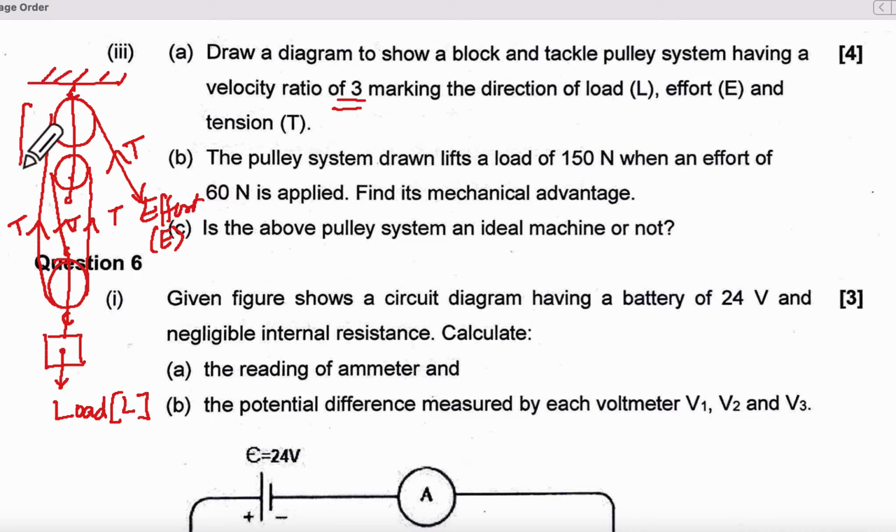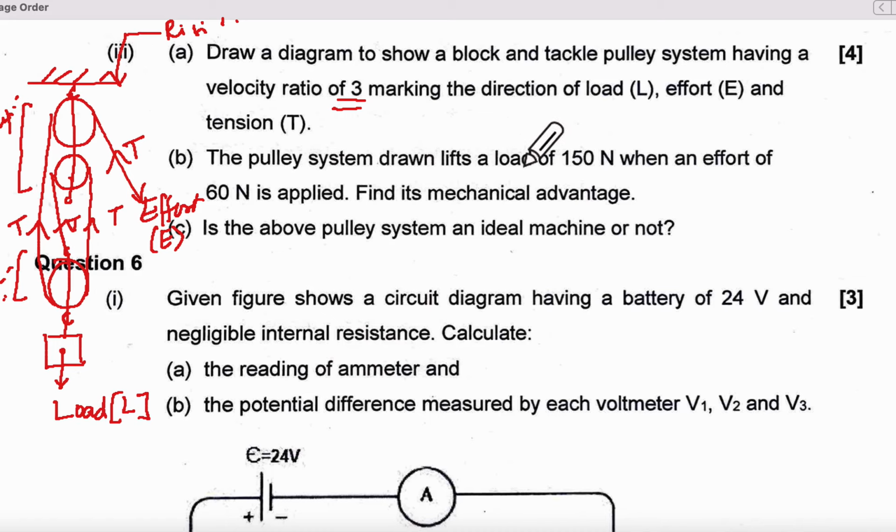Okay, then label this as upper block. Label this as lower block. What do you label this as? Rigid surface. Okay, this much has to be done for getting your full 2 marks for this diagram.